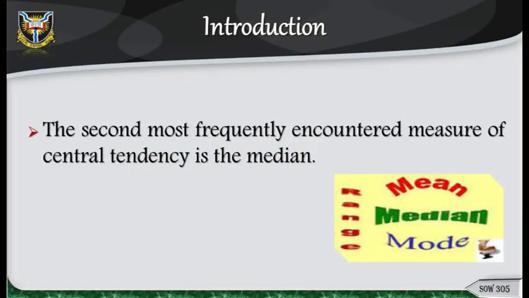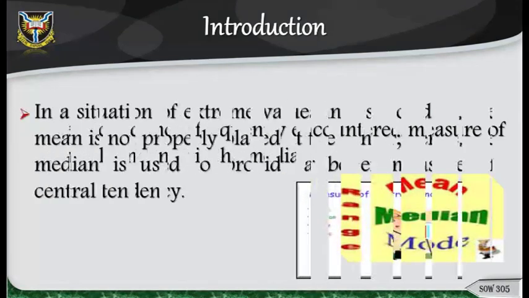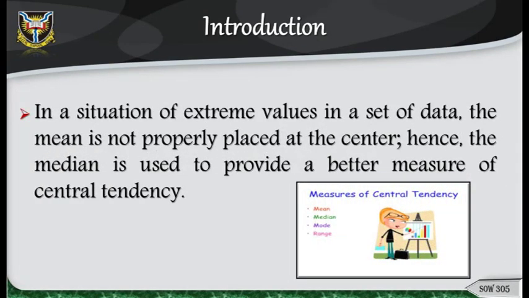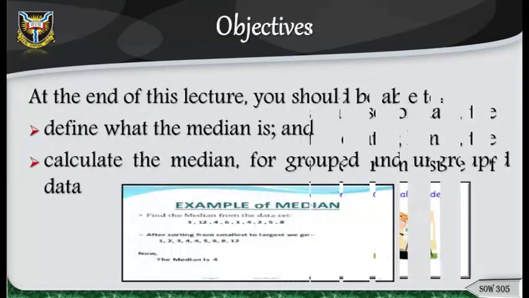Introduction. The second most frequently encountered measure of central tendency is the median. Usually, the median is used for data sets where the mean does not provide a good representative value. In a situation of extreme values in a set of data, the mean is not properly placed at the center. Hence, the median is used to provide a better measure of central tendency.